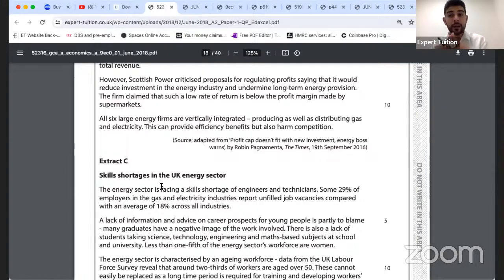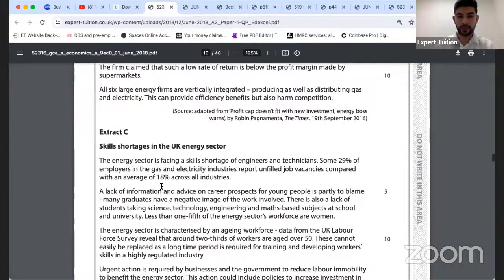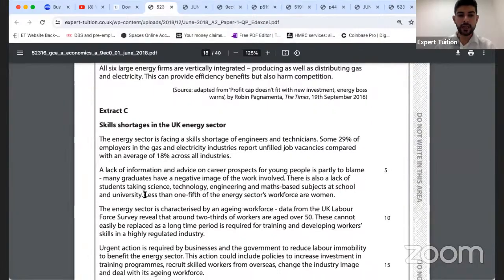By the way, a bit more than that though, because it's a 25 marker. Because it's a 25 marker, I'd combine it with the following. And again, I would not have thought of this if it wasn't for this extract. The extract mentions that there's a major issue in the sector in terms of the image of the sector, because it's characterized by an aging workforce. And it talks about how less than a fifth of the energy sector's workforce are women.